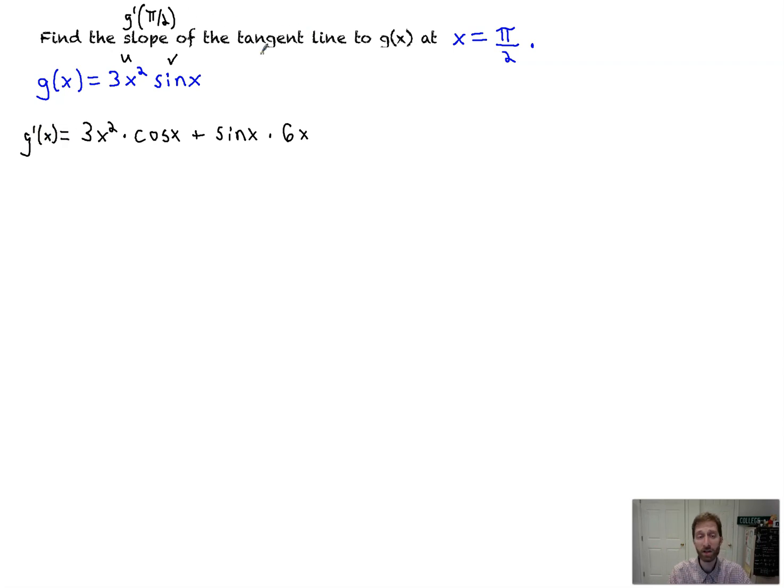We want the slope of the tangent line, so we're going to have to plug pi over 2 into this thing. Now, personally, there's no reason to simplify it at this point because we're going to be plugging numbers in. So g prime of pi over 2 is 3 times pi over 2 squared times the cosine of pi over 2. Again, like before, when you plug the x value into your slope giving function, you'll get the slope. Plus sine of pi over 2 times 6 times pi over 2.